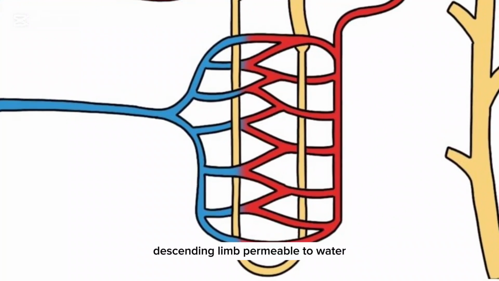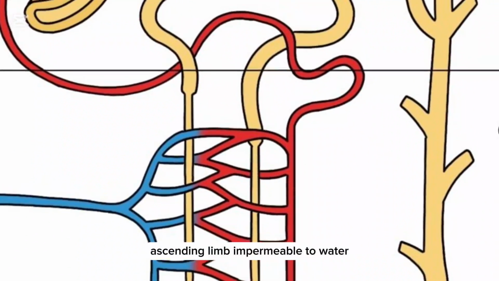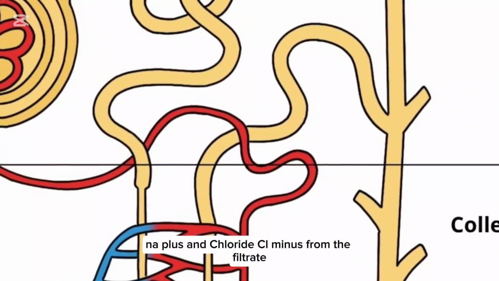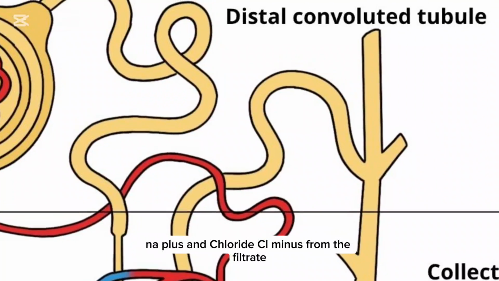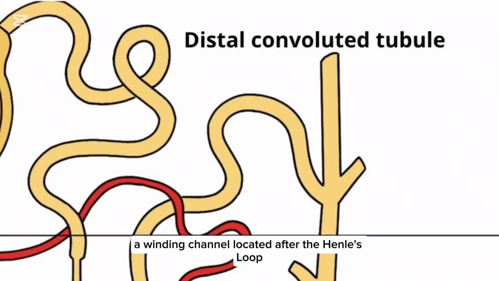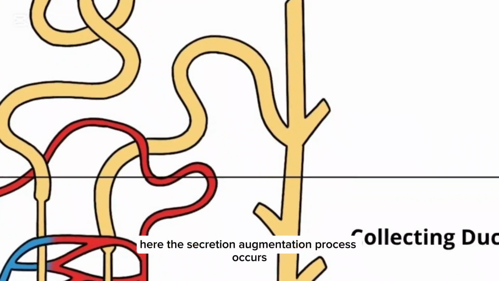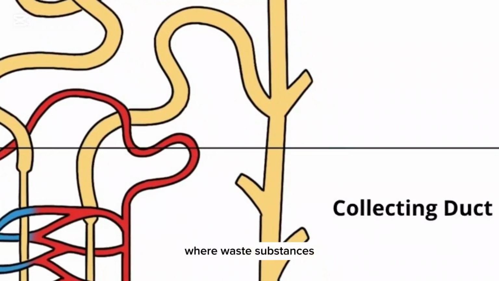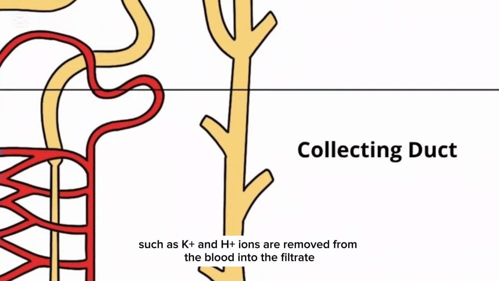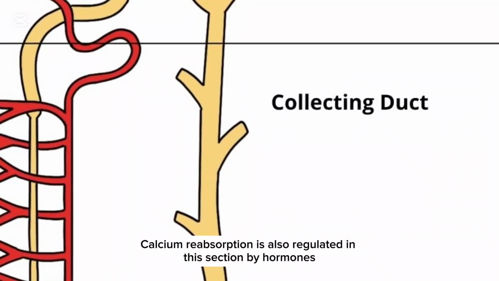Descending limb, permeable to water, allowing water to be reabsorbed from the filtrate. Ascending limb, impermeable to water, but actively reabsorbs ions, such as sodium, Na+, and chloride, Cl-, from the filtrate. Distal convoluted tubule, DCT, a winding channel located after the Henle's loop. Here the secretion, augmentation process occurs, where waste substances such as K+ and H+ ions are removed from the blood into the filtrate. Calcium reabsorption is also regulated in this section by hormones.